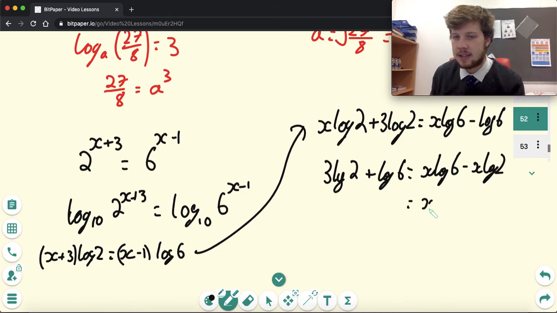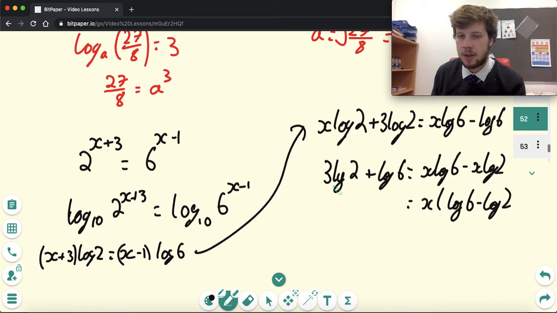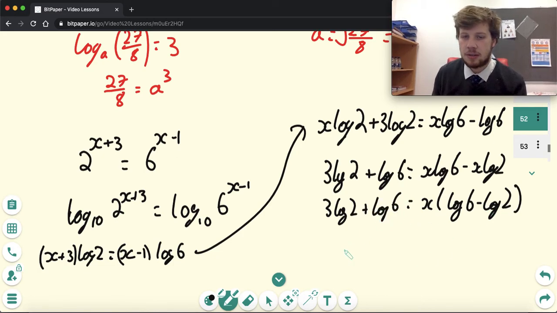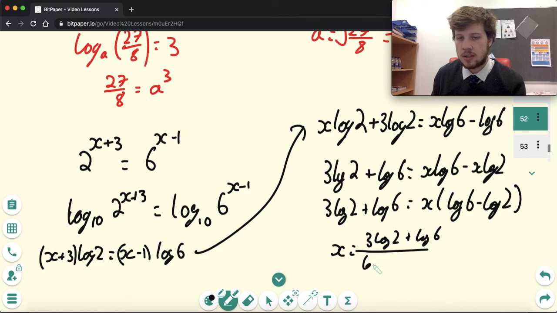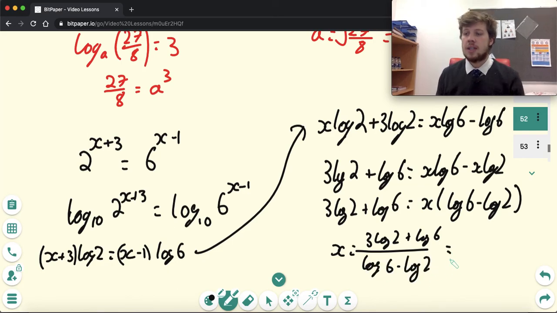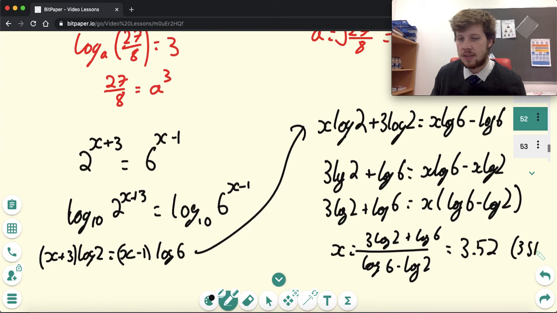Factorising out my x is log 6 take away log 2, which would be equal to 3 log 2 plus log 6. And then dividing across, I get x equals 3 log 2 plus log 6 over log 6 minus log 2. You just type it on your calculator, you end up with an answer of 3.52, and that is to 3 significant figures.